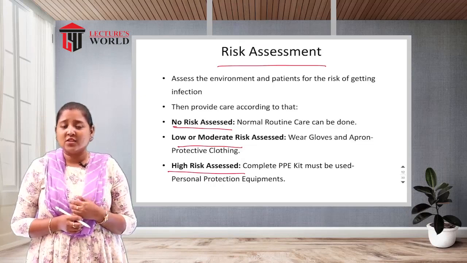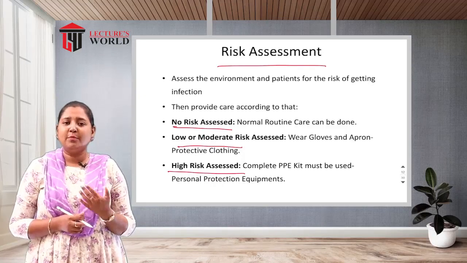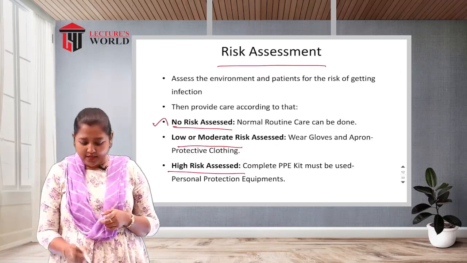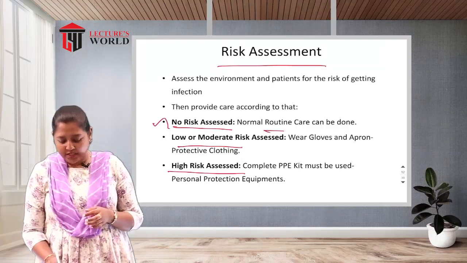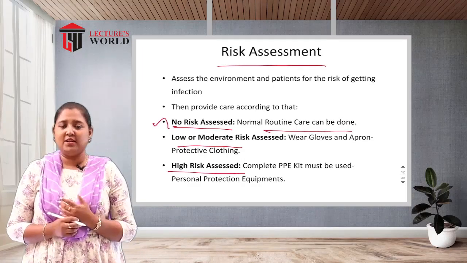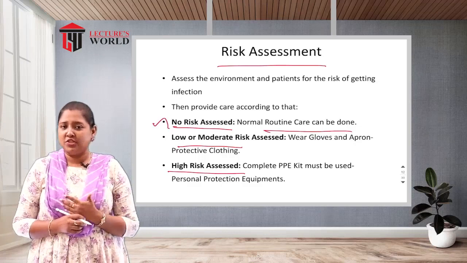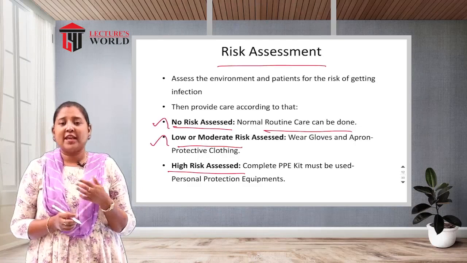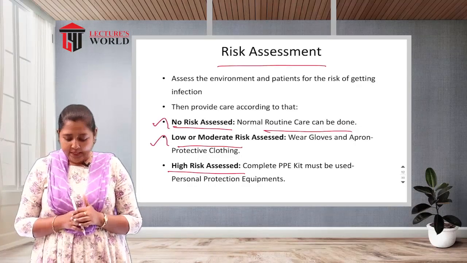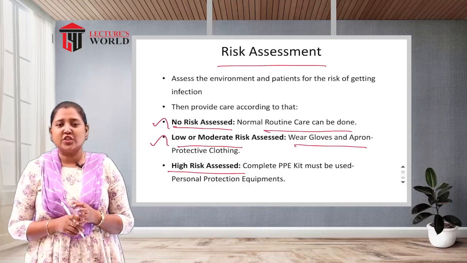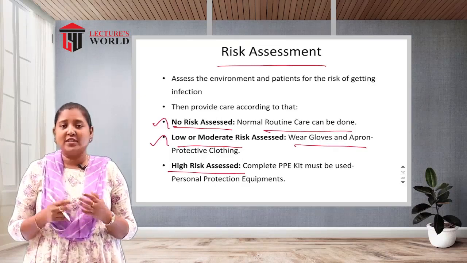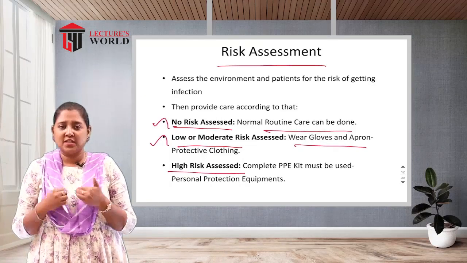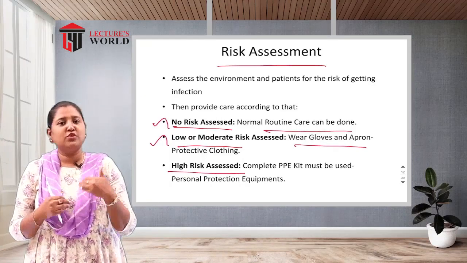According to the risk assessed, you have to take care of the ward and the patients to avoid transmission of infections. If no risk is assessed, then normal routines can be done without any change of the procedures. But if you have assessed a low or moderate risk of infection in the ward, then you have to go for simple hand washing techniques or wear gloves and aprons, so that you can prevent infection by yourself and from you to the patients.